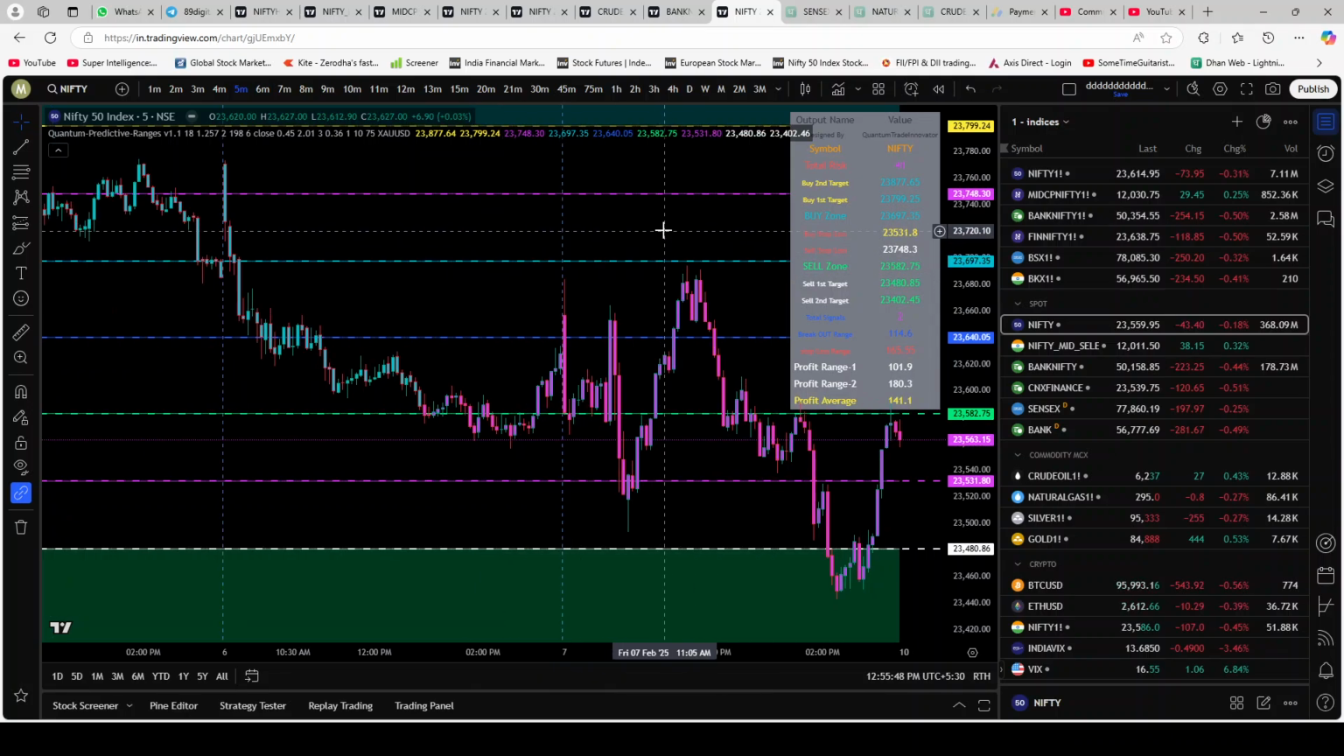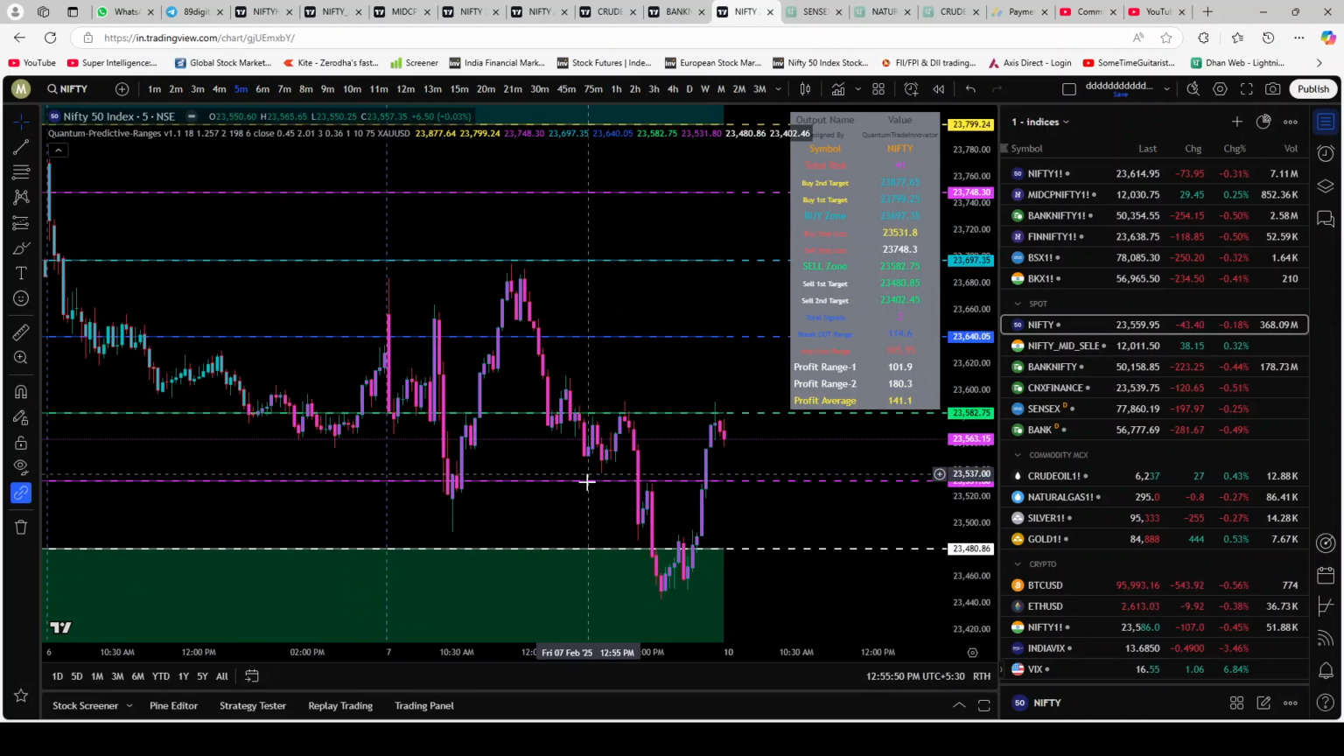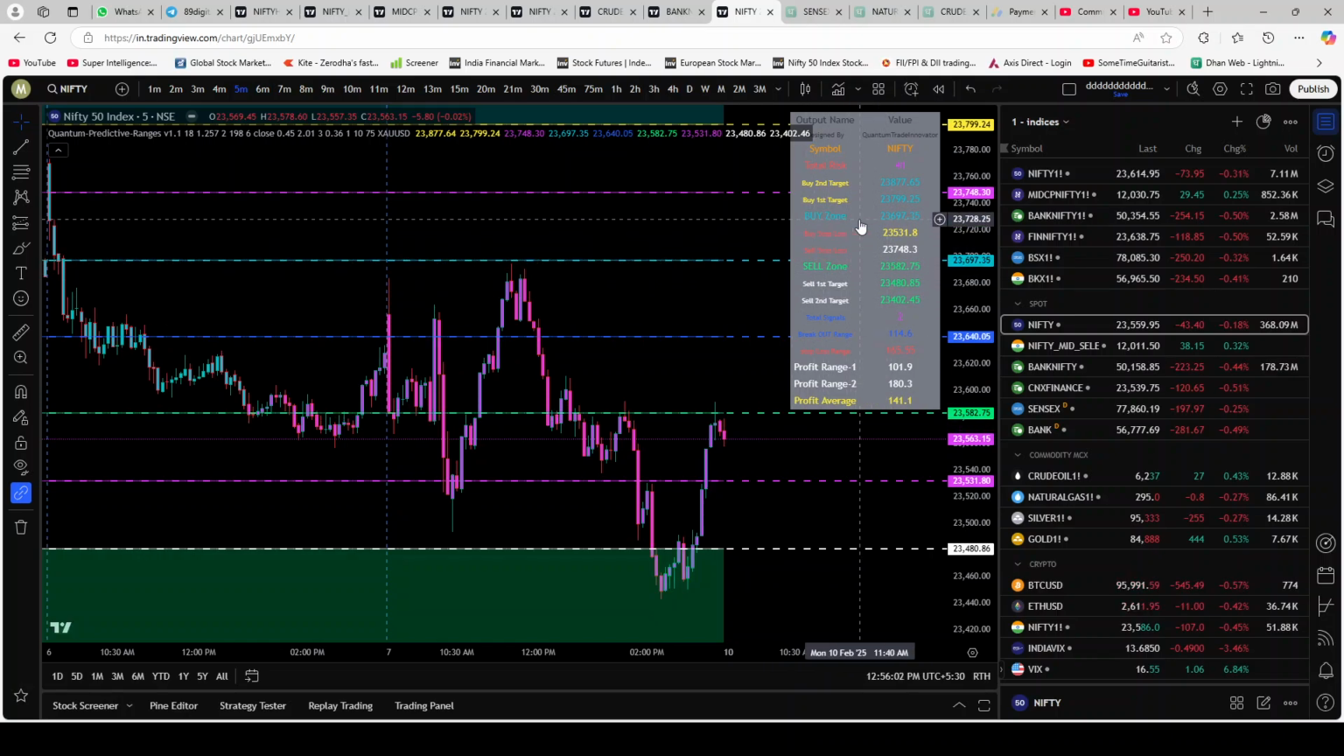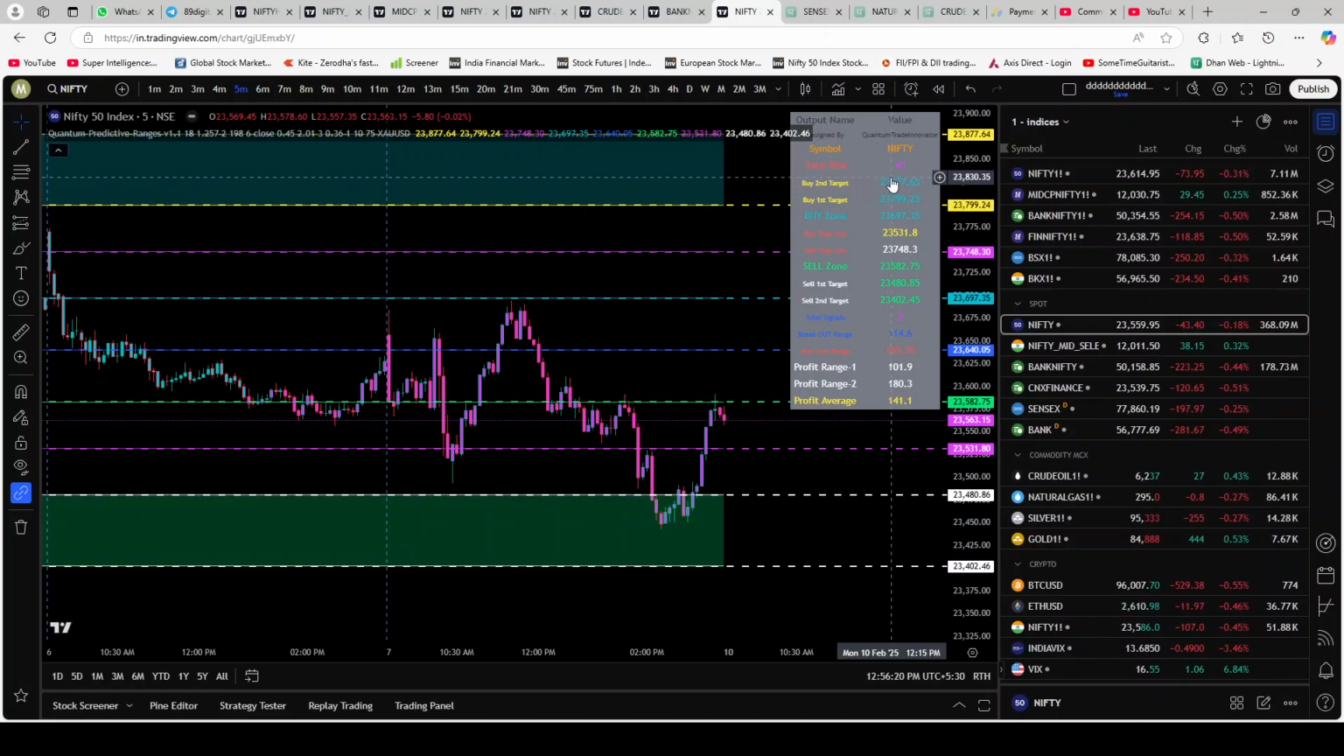Now what is it trying to show me? It's basically trying to show me various support and resistance levels. But the best part is, if you spend a minute trying to see what this table is telling you over here, it's mind-blowing. So the table is telling you the buy zone is at 23697, which is this. So it's telling you if it goes above this, this is the buy zone, 23697. And the first target should be 23799, which is this yellow line over here. And the second target should be 2877.